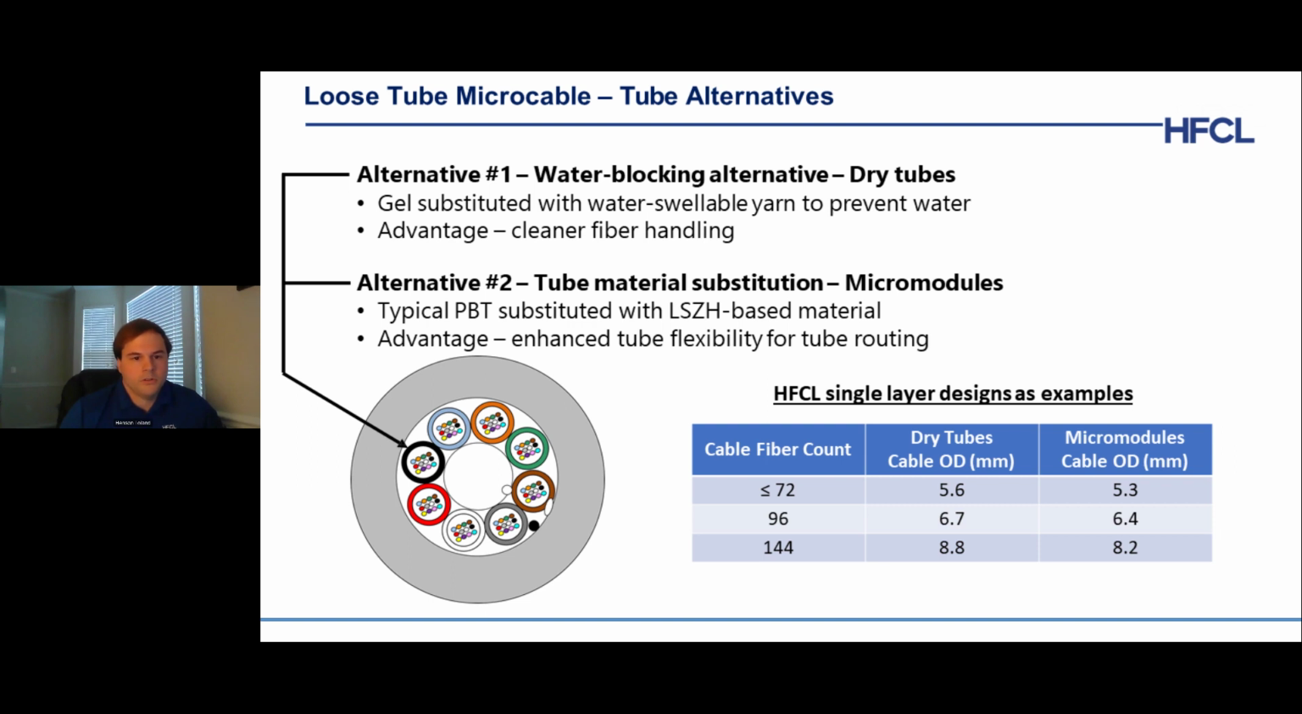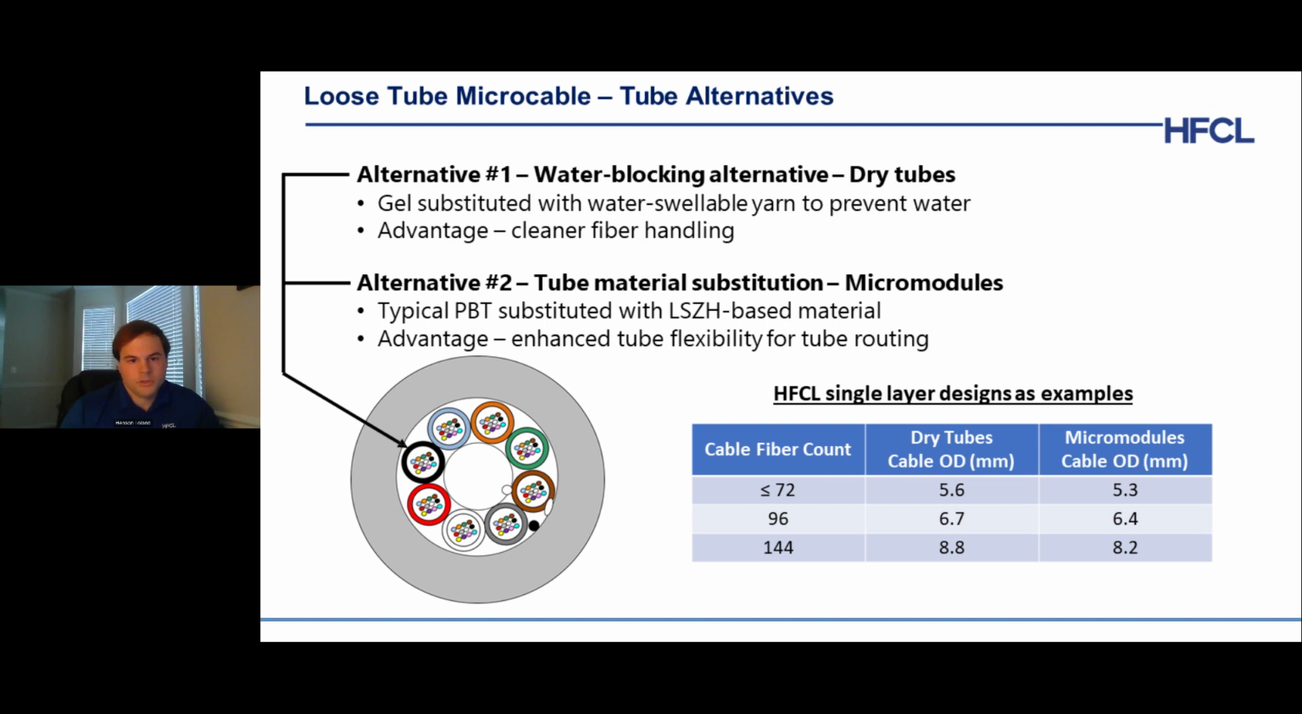And then another alternative may be looking at tube material substitution. So we have what we call micromodules, and instead of PBT, we have substituted an LSZH, a low smoke zero halogen based material that helps with the tube flexibility. So maybe some advantages there in terms of routing during the installation process.